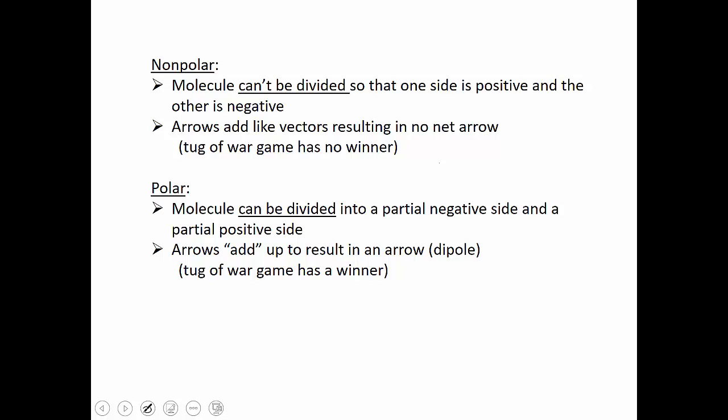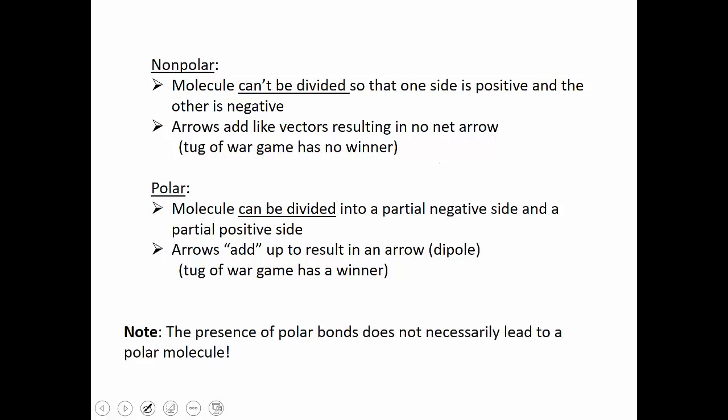If you're not familiar with vectors, that's okay. We can also think of it as kind of a tug of war game. In the nonpolar molecules, when all of those arrows are either pointing in or out, you can think of them pulling in or out. If there's no winner for that tug of war game, then you have a nonpolar molecule. If there is a clear winner, then you have a polar molecule. So there's a few different ways to think about this, and I'm going to do my best to talk about all of them as we go along. But you might want to think about which one works best for your brain.